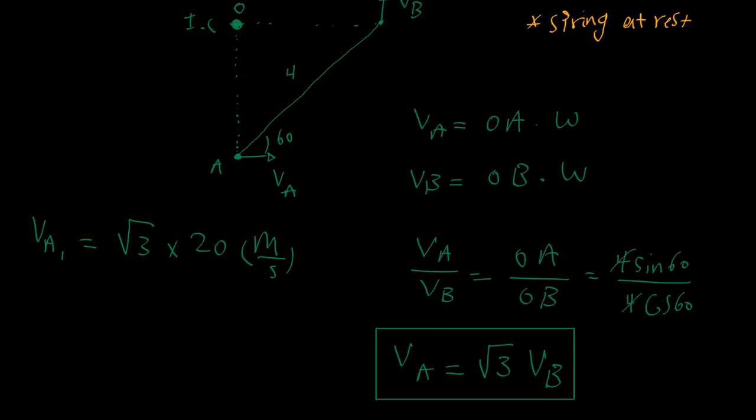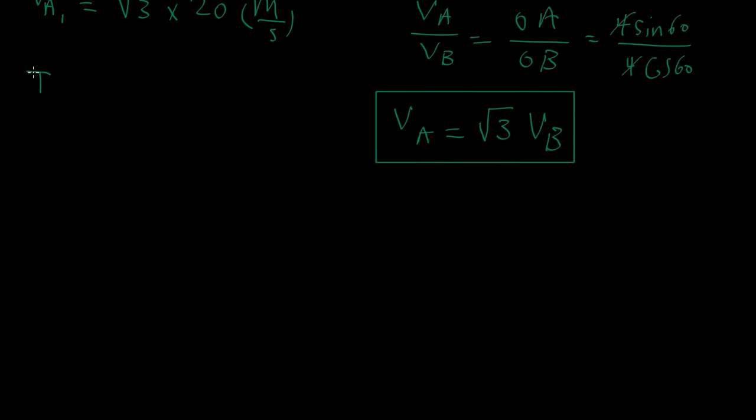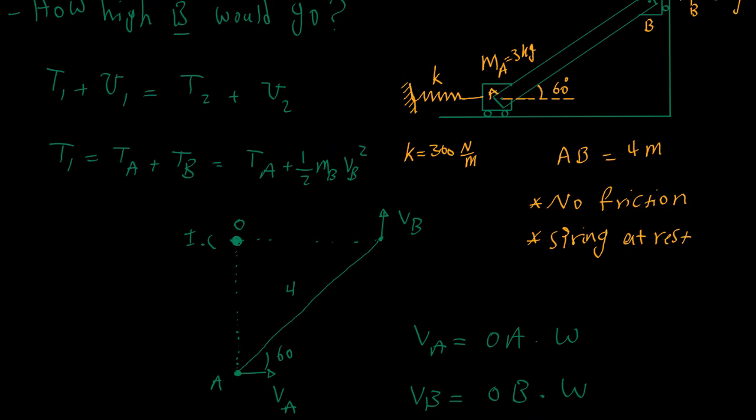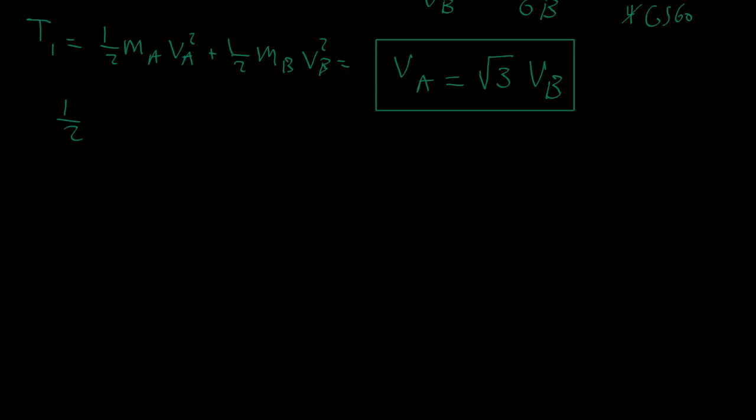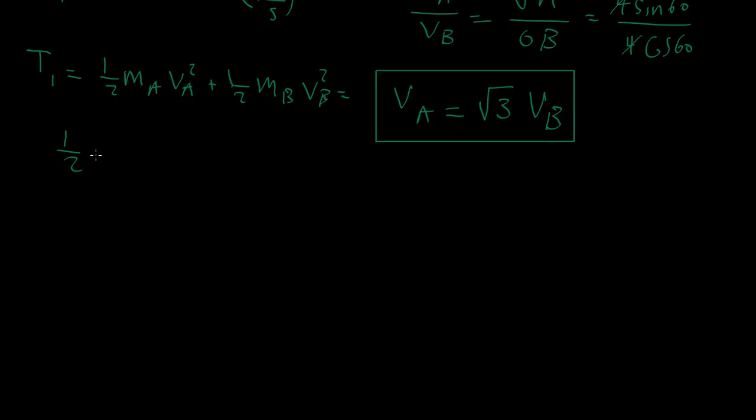So let's just substitute those terms. T1 is equal to 1 over 2 MA VA squared plus 1 over 2 MB VB squared. So this is equal to 1 over 2. What is MA? I think it was 3 kilogram. Yes, 3 kilogram, and MB is 2 kilogram. So this is 1 over 2 times 3 times VA, which is 20 times the square root of 3, squared, plus 1 over 2 times 2 times 20 squared.